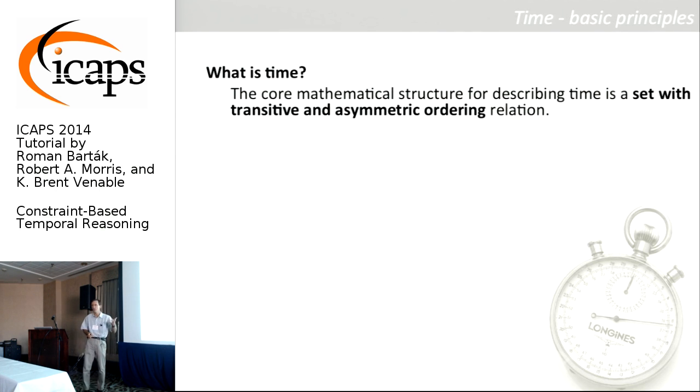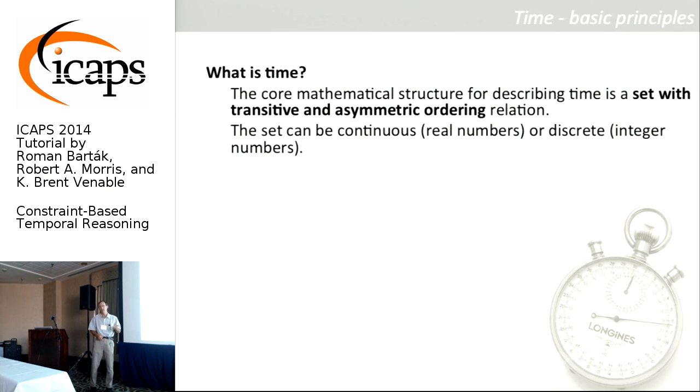And it should be asymmetric. If A is before B, it's not possible that B is before A in time, right? So that's the core mathematical structure. The set could be either continuous, it could be real numbers, or it could be discrete. It could be, for example, integer numbers.